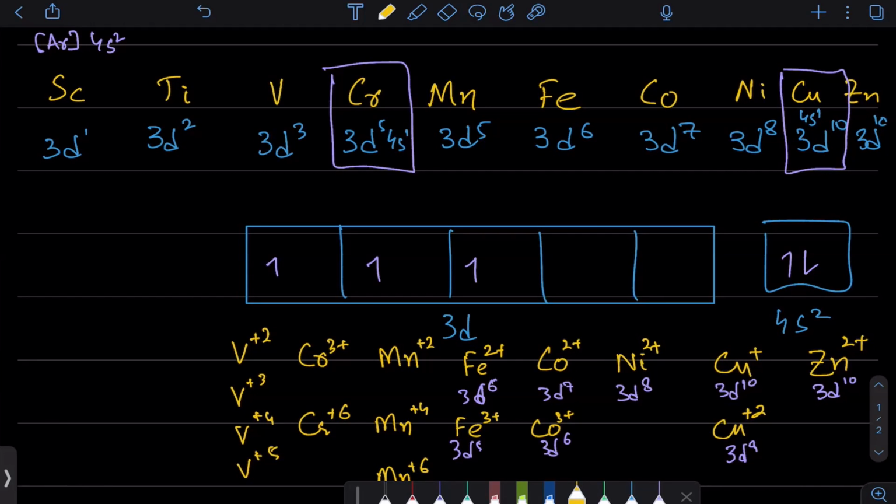Okay. And again, you can clearly see that as you're moving towards the left side, effective nuclear charge is not that strong. After iron, effective nuclear charge is very, very strong. And that is how it is.